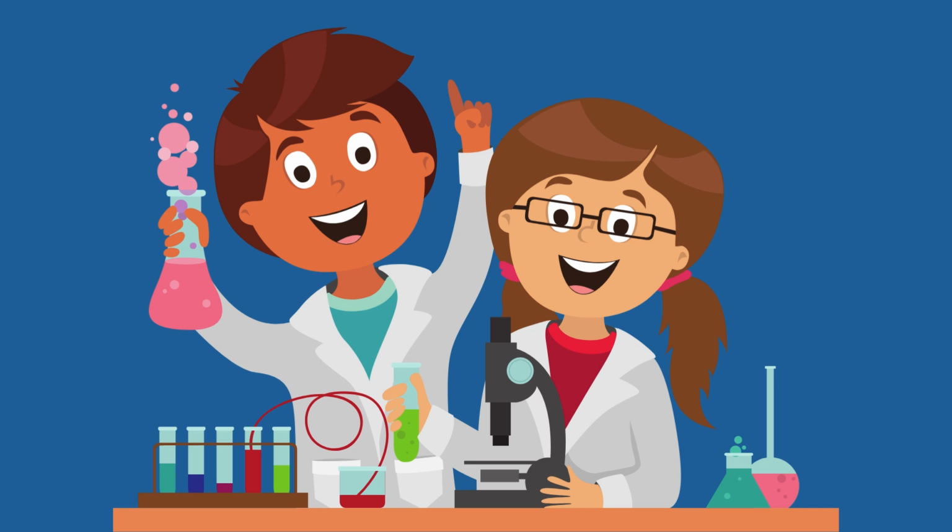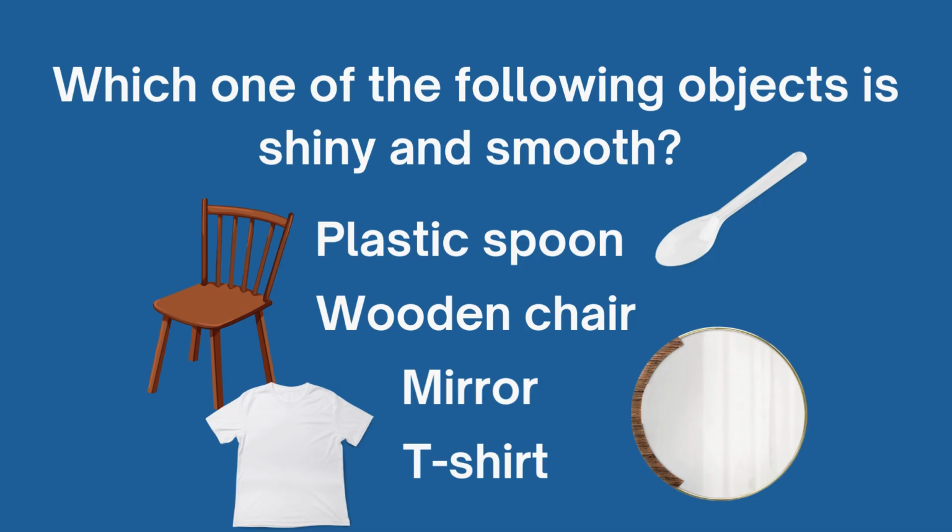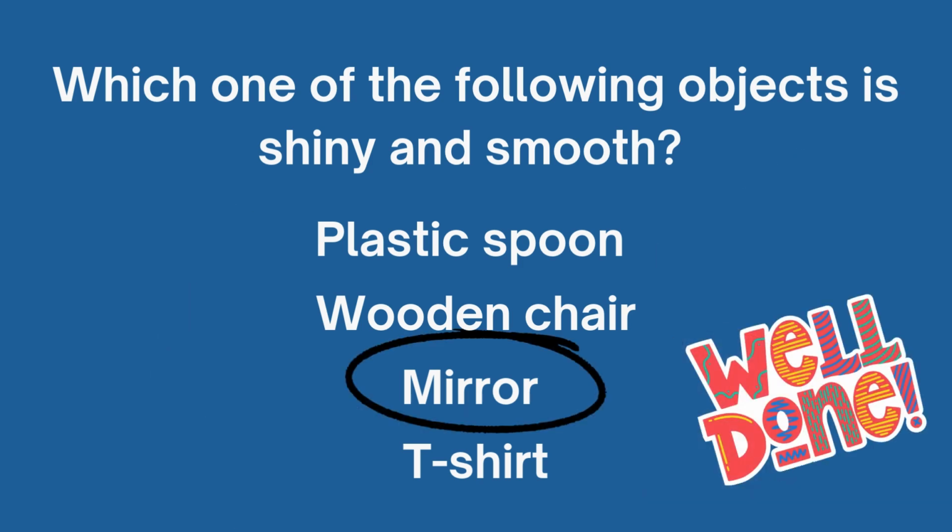Now, as you are great scientists, we will do an experiment. But first we have a question. Which one of the following objects is shiny and smooth? Is it the plastic spoon, wooden chair, mirror, or t-shirt? Which one of these 4 objects is shiny and smooth? Yes, excellent. The mirror is the shiny and smooth object from the 4 objects. And the other 3 objects are not smooth or shiny.